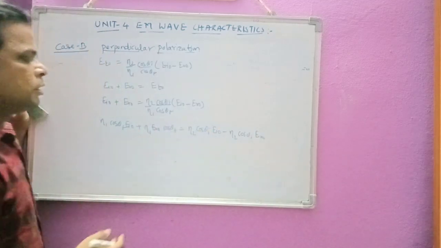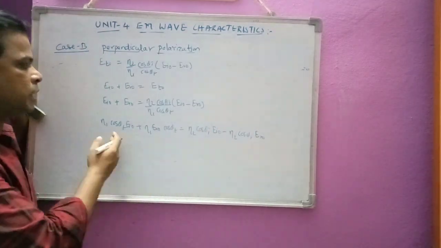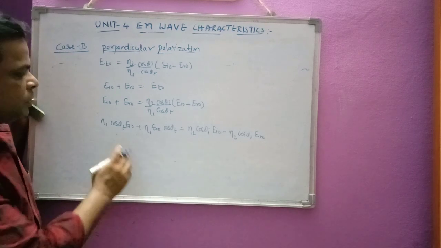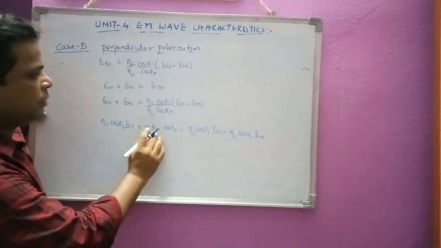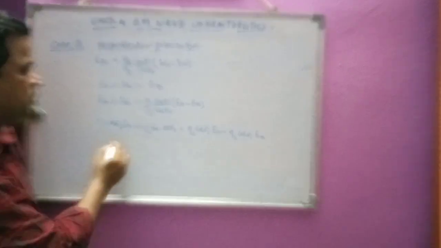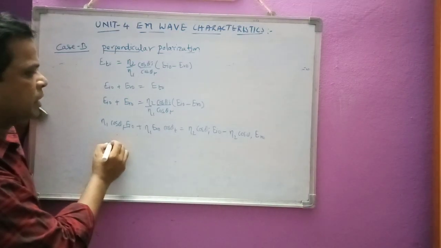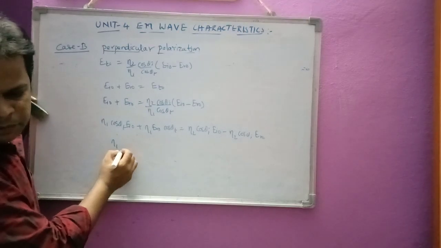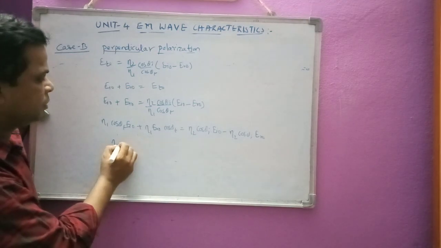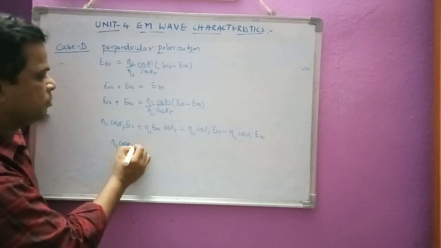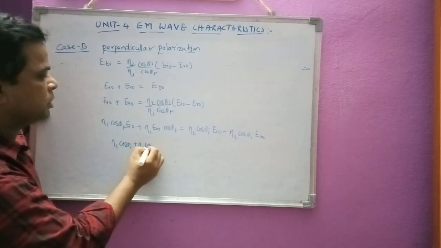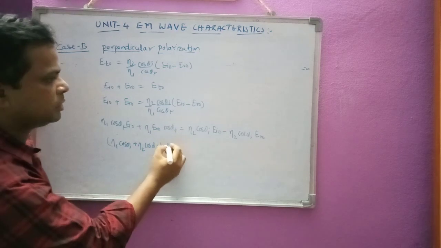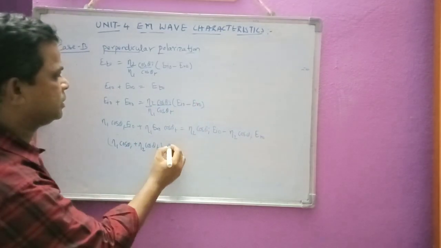Now I have to bring the Er0 and Ei0 terms to one side. After doing that, I can write eta 1 cos theta t plus eta 2 cos theta i into Er0, taking this to the right hand side, Er0.